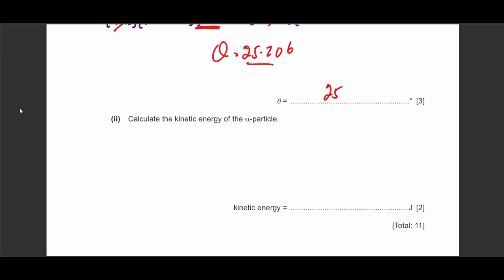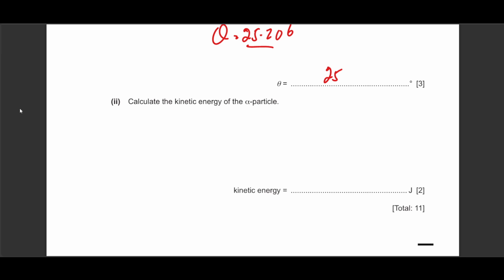So the last part: calculate the kinetic energy of the alpha particle. Very easy and straightforward. So half mv squared. Show the formula to the examiner so they know that you know what you're doing. 4 multiplied by 1.66, now you need to put in the atomic mass unit, and the velocity was already given to you, so 150 times 10 to the power 5.